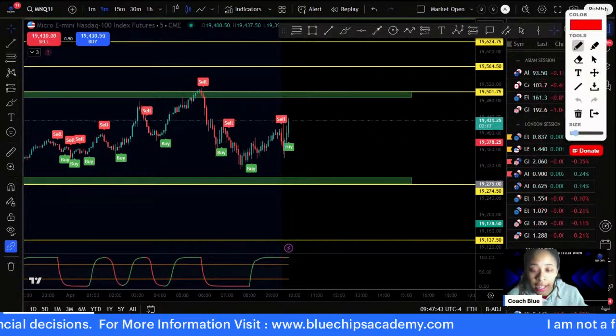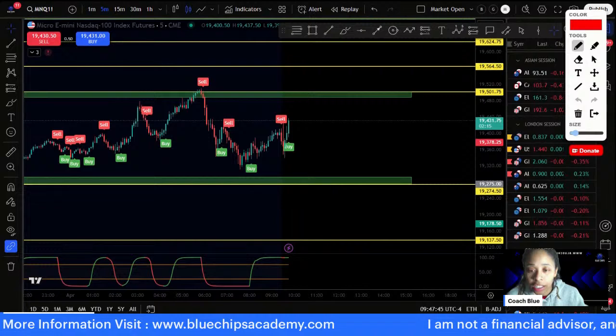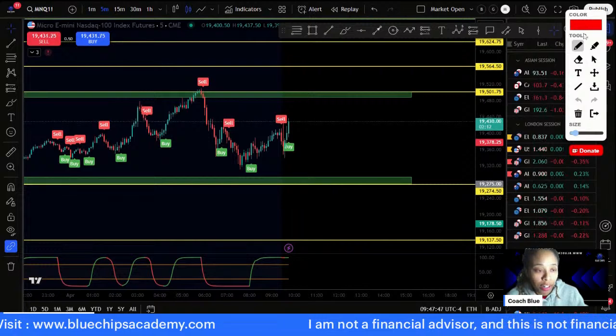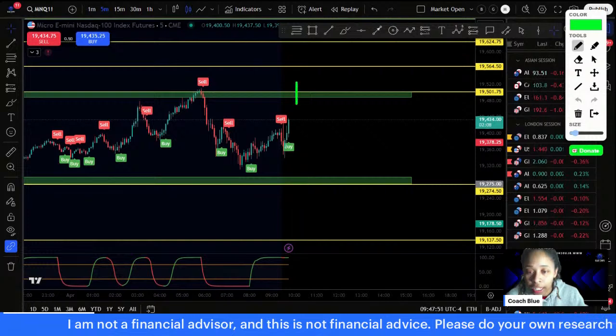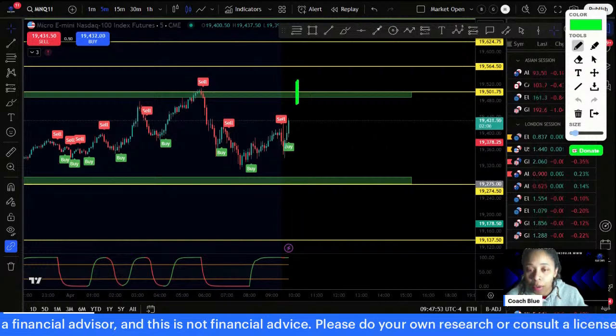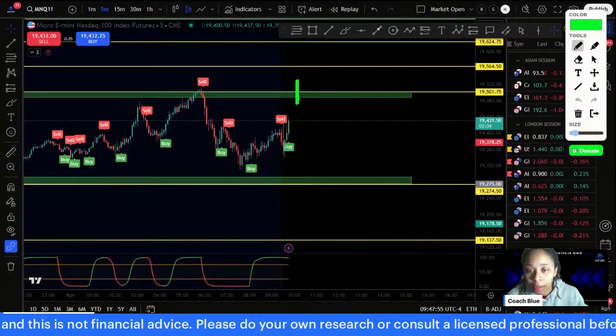For a BPC rejection, I'm going to draw a green line as if it's the candle. I would have a green candle, a bullish candle, and it will break past this area. That's what I would look at.